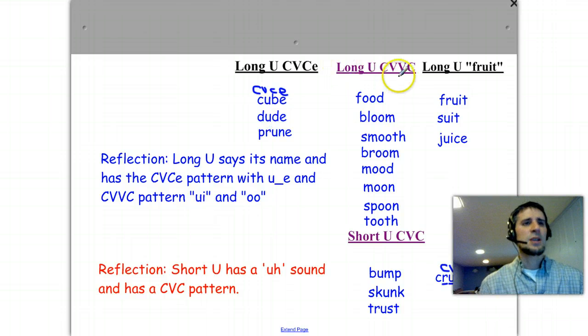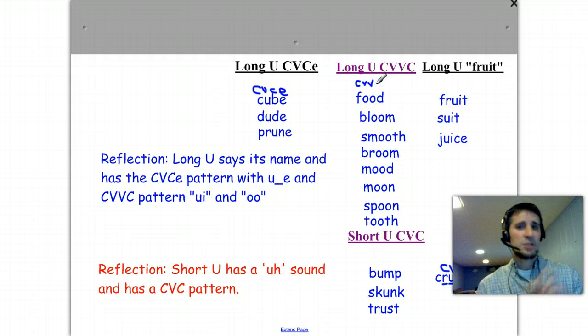Now the next long U has a consonant vowel vowel consonant pattern. So like here we have two O's, and notice we've got the consonant, we've got the vowel here, and another vowel, and this two vowel combination is OO together making a long OO sound. Last week you studied how OO can also be a short sound, like book. But this week we're looking at the long OO sound. So notice the differences between the two. There's a lot of double O words out there. Some are short, some are long U's.